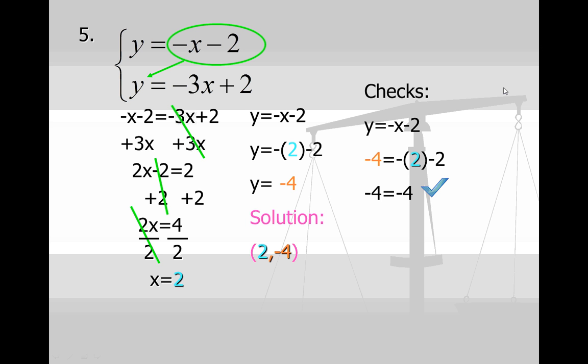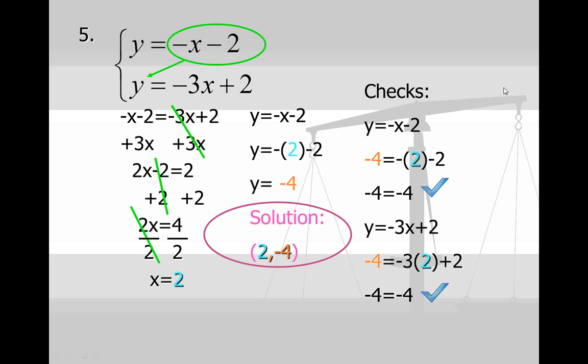The first one checks, and that's good. So let's do the next one. It sure does. So the solution should have been (2, -4).